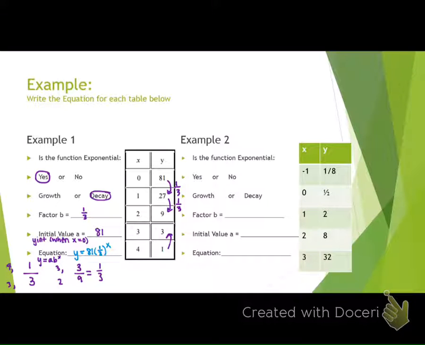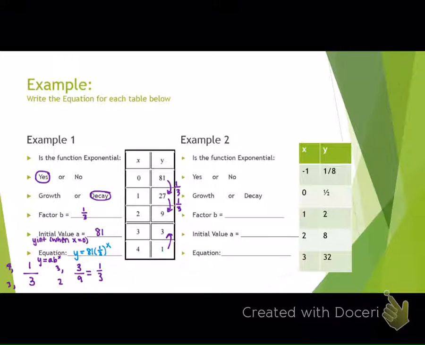Now, like I said, it can be more challenging depending on what your y values are, because if you have some decimals and fractions going on here, it can be harder to see. So just remember that you take the lowest divided by the next above it to get your growth factor if that ever happens. Or decay factor, I guess, in this case.